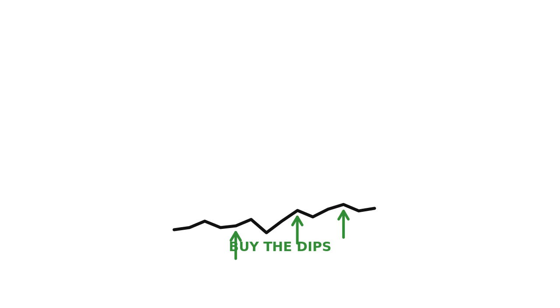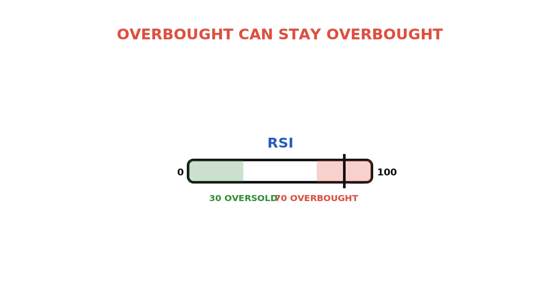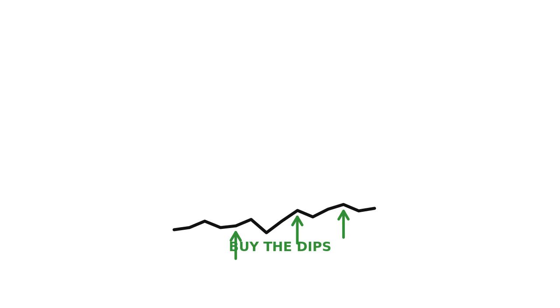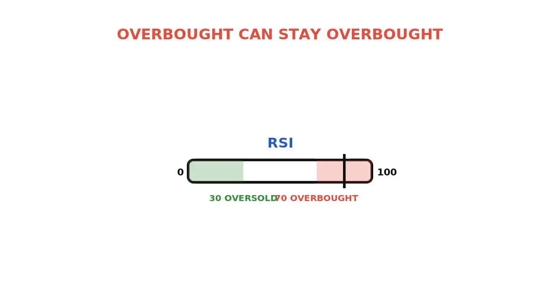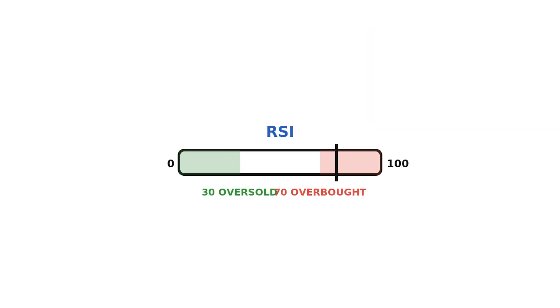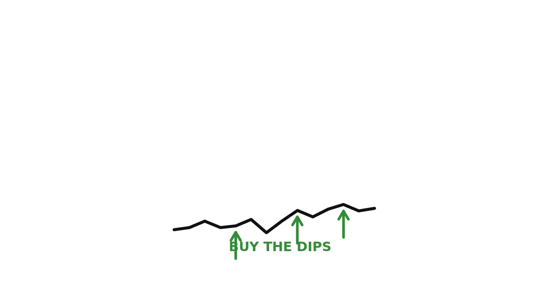But now the warning, and it is the one that quietly destroys overconfident traders. Overbought does not mean it will fall, and oversold does not mean it will rise. There's a brutal saying for this: a market can stay overbought longer than you can stay solvent. A powerful, trending stock can sit in an RSI of 80 for months and keep climbing the entire time, punishing everyone who shorted it for being expensive.